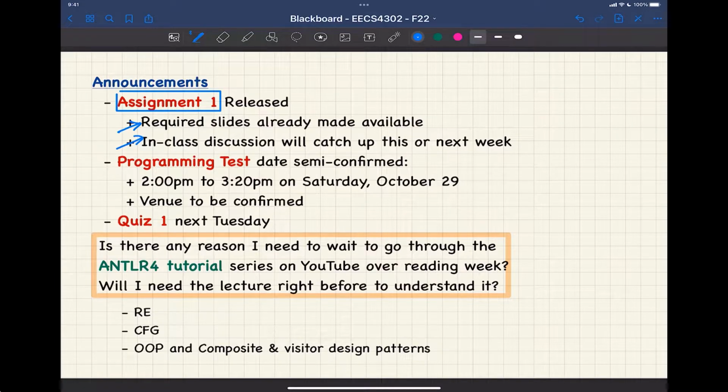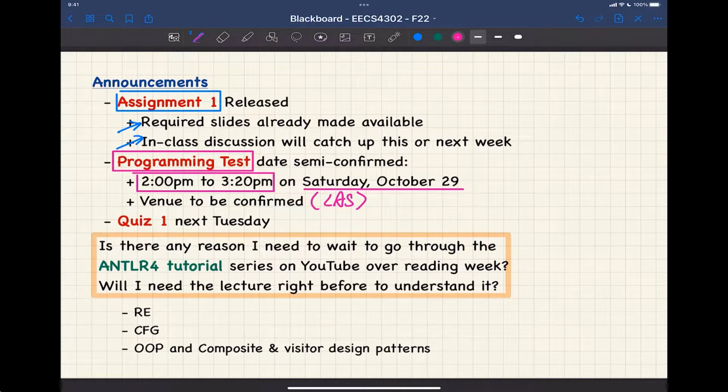All right, for your programming test, based on the majority preference, not all of you, I'm afraid, but definitely the majority, we're going to fix the time at 2 p.m. to 3:30, Saturday, October 29th, 80 minutes. It's most likely going to be in the LaSalle building. I'm going to book a room for all of us so we can keep a good distance, and we're going to take the test over there.